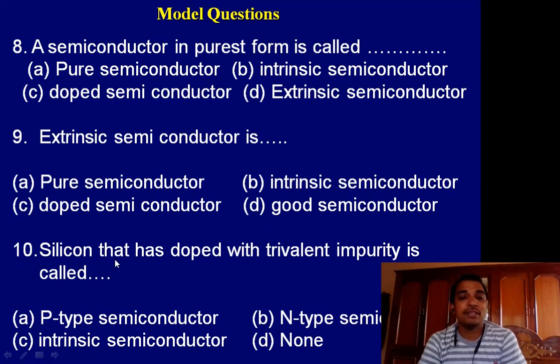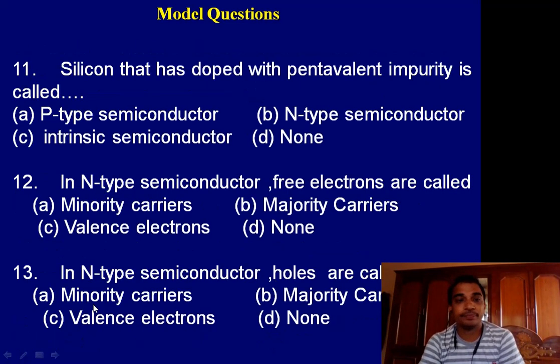10th question. Silicon that has doped with tetravalent impurity is p type, n type, intrinsic, or none. This is p type. Trivalent impurity you added, p type. Silicon that has doped with pentavalent impurity is called as p type, n type, or intrinsic. Pentavalent 5 number, so that is n type semiconductor.